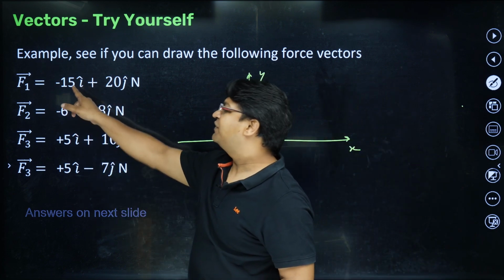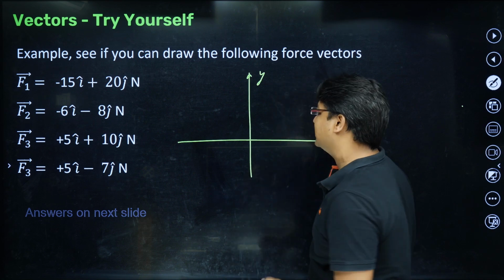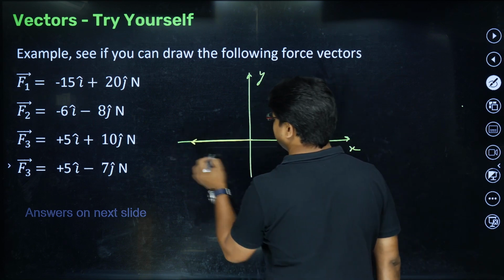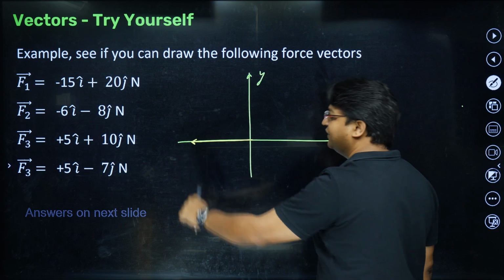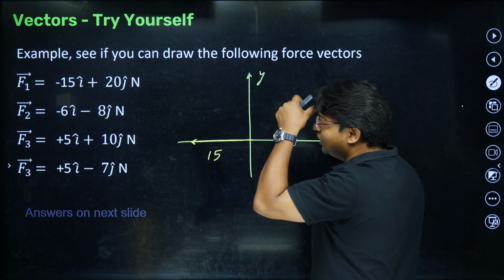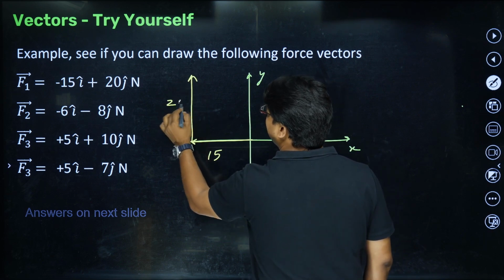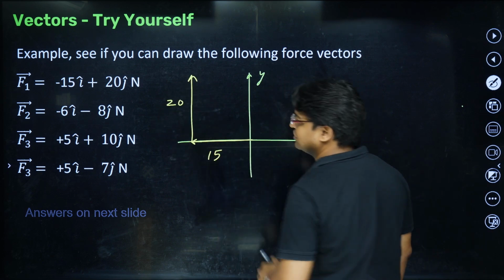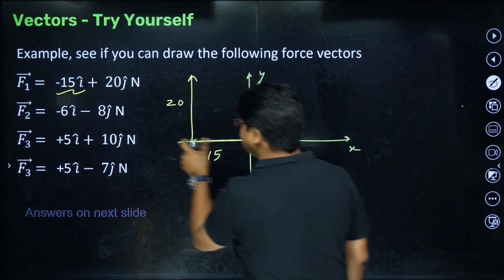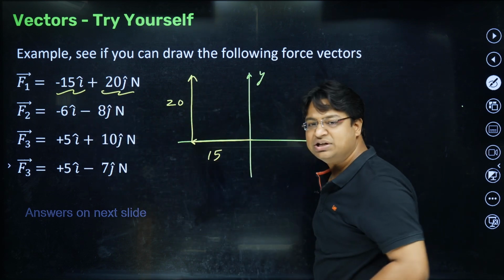Now minus 15 i cap tells me that I have to move 15 units along the negative x direction. So starting from the origin, I will travel 15 units along the negative x direction. And then 20j would be this. These two yellow arrows, this is the first and this is the second, are two independent vectors.